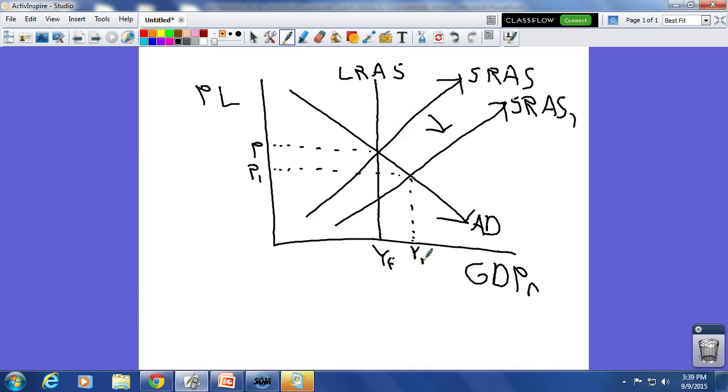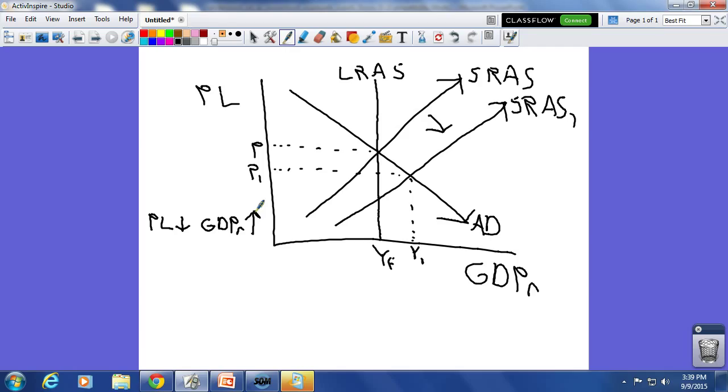Now, the last thing we need to figure out is what's going to happen to price level, real GDP, unemployment, and inflation. So the first thing, we can see that the price level went down. Okay, so we'll write that down. The price level went down. And real GDP went up, so GDPR went up.